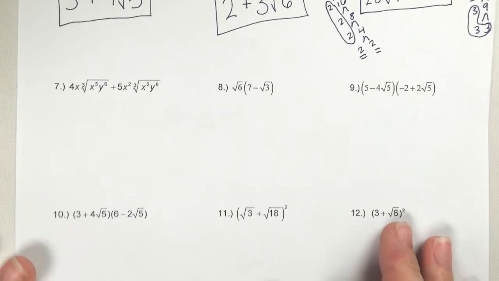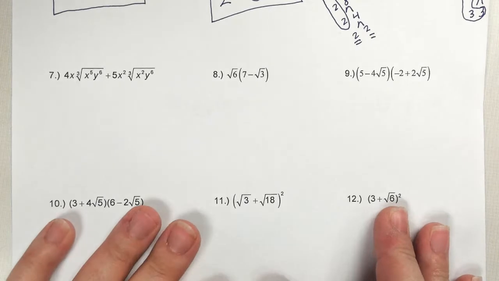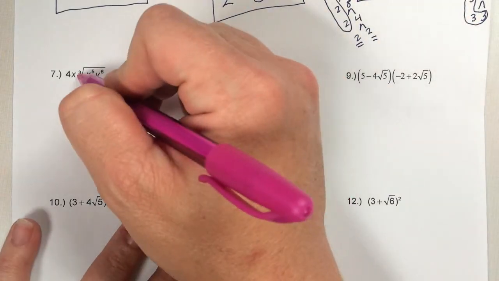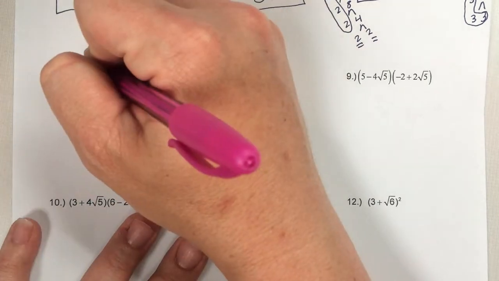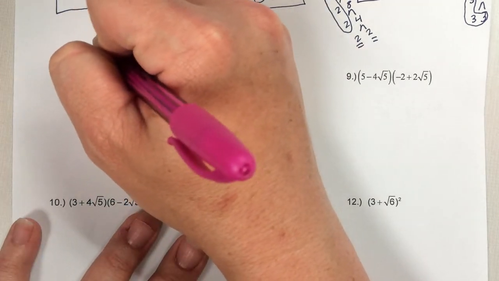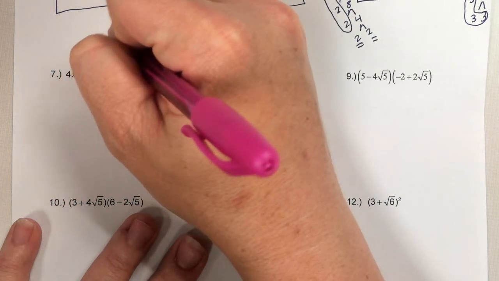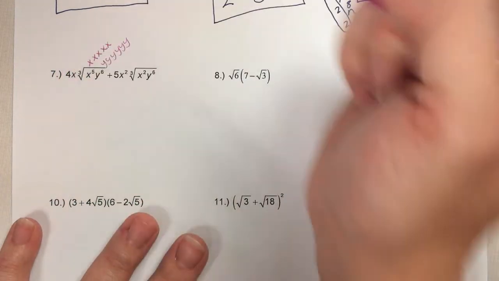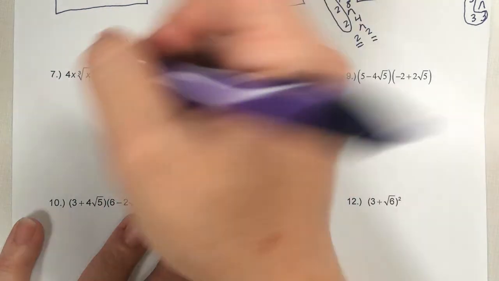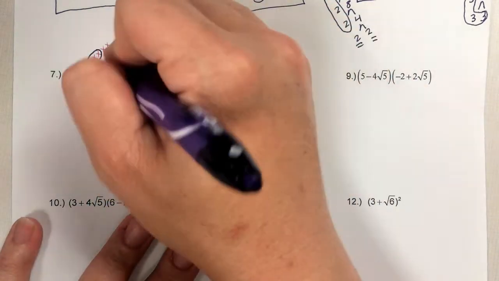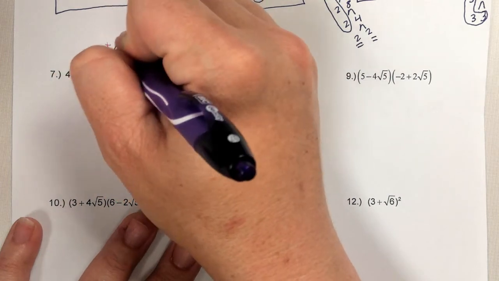Number 7 is kind of a mess, but it's not bad. So these are, again, cube roots. And I have letters. I know 3 goes into 5 one time, but if you struggle with that, you can draw them out. I have 5 x's and 6 y's. 1, 2, 3, 4, 5, 6. Okay, knowing that, I have a cube root, so I can take out a set of 3. I could take out sets of 3 that match.